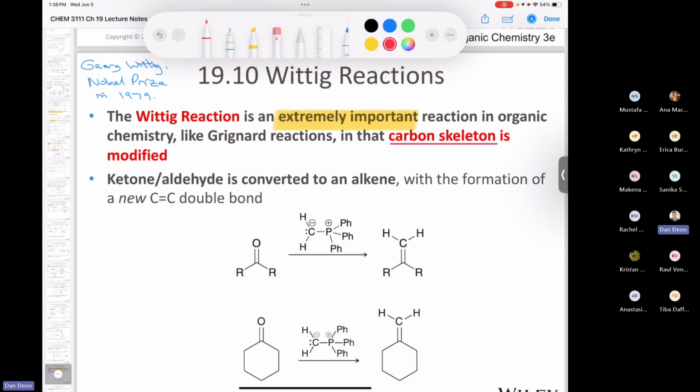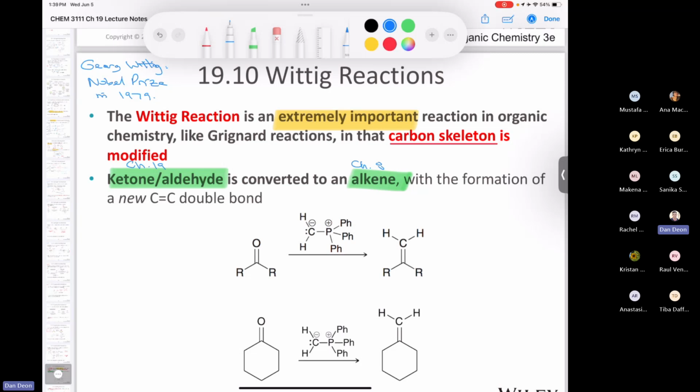And so the reason why it's in chapter 19 is because your starting material is a ketone or an aldehyde. We start with a ketone or aldehyde, and then we convert it into an alkene. So this is chapter 19, and then we converted it into an alkene, which we covered in chapter 8. So you guys definitely know what a carbon-carbon double bond is here.